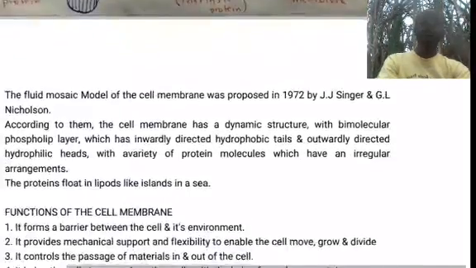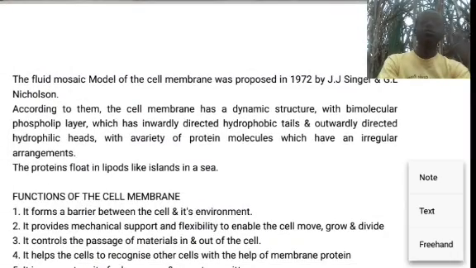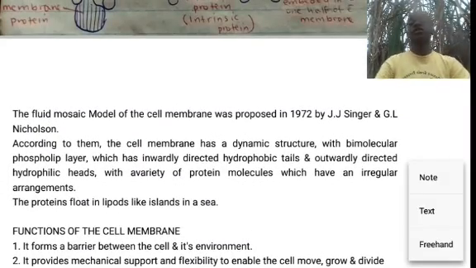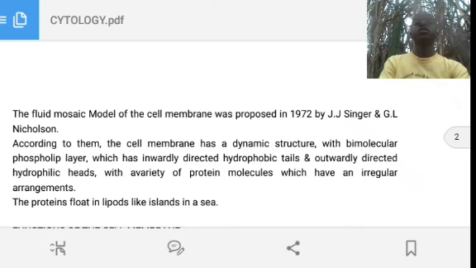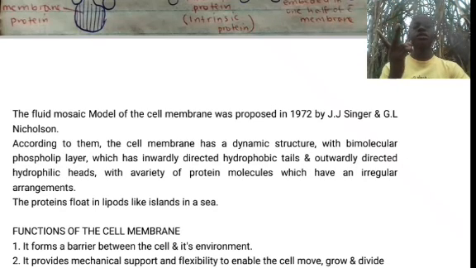So the fluid mosaic model of the cell membrane was proposed in 1972 by J.J. Singer and G.L. Nicholson. Those are the two people who proposed the cell membrane model, and it was in 1972. One is called J.J. Singer and another one is called G.L. Nicholson. And now, according to them, how did they describe the cell membrane?